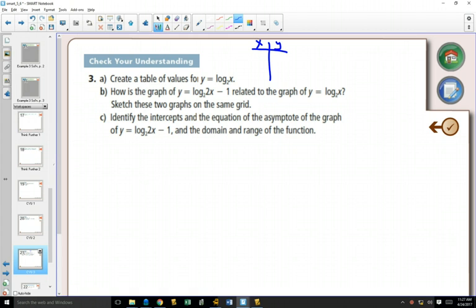2, 1. So if I plug in 2 for x, what do I get? Log 2 of 2 is equal to 1. What's log 2 of 1? 0. And remember, just a little memory thing here, I'll write it out bigger.